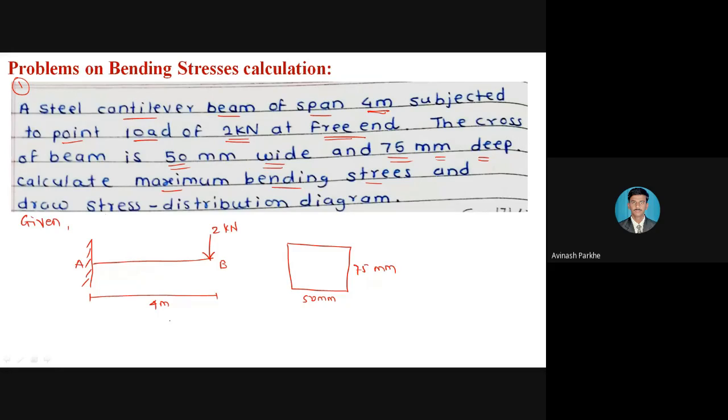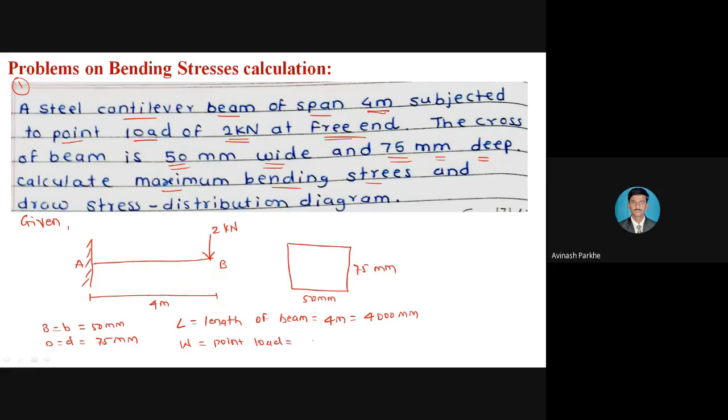So these are the parameters given. That means capital B, or we can consider small b, is equal to 50 mm, and capital D or small d, I can consider it as 75 mm. Then length of the beam is given. Length of beam is equal to 4 meter is equal to 4000 mm. W, point load.